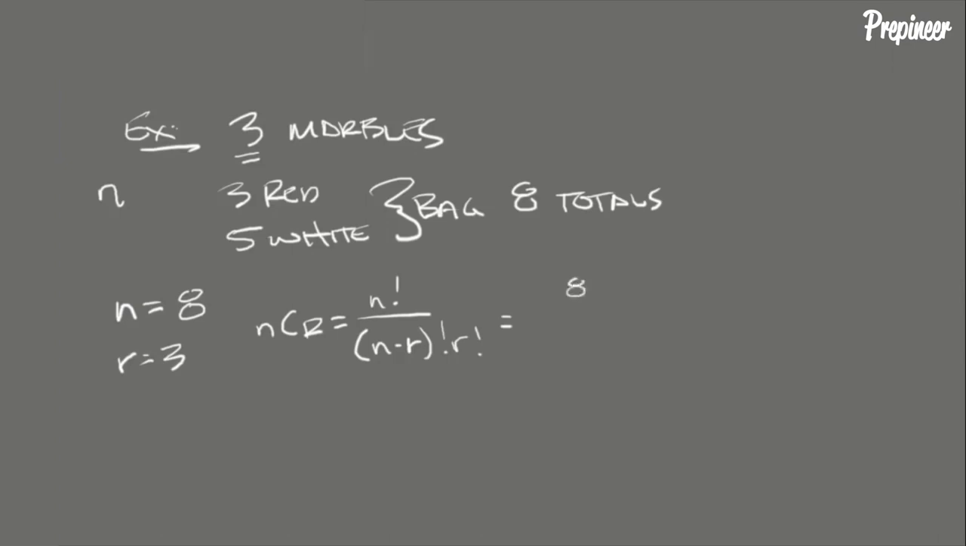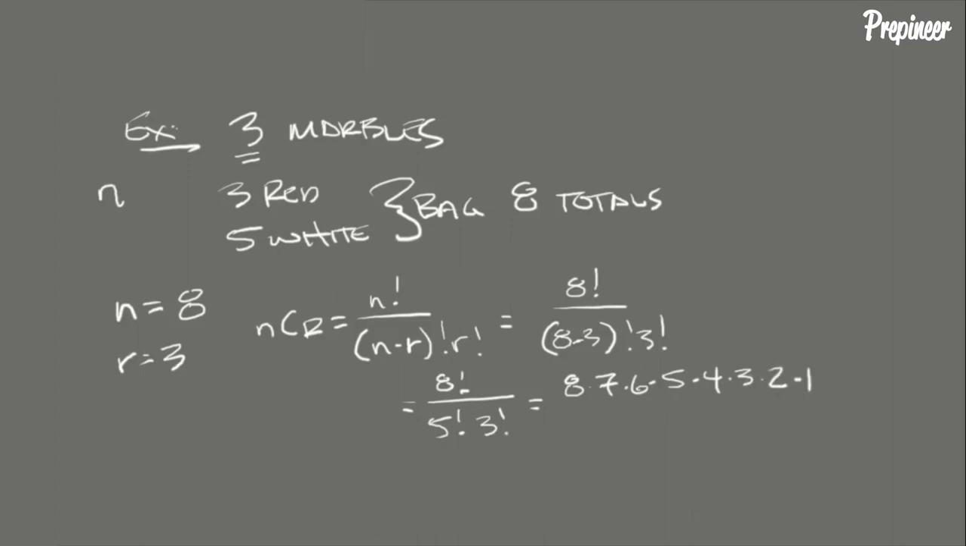Plugging that in, N is equal to 8, and R is equal to 3, and simplifying that, we get 8 factorial divided by 5 factorial and 3 factorial. So once again, you can simplify this further by recognizing that 8 factorial is 8 times 7 times 6 times 5 times 4 times 3 times 2 all the way down to 1, and that 5 factorial is 5 times 4 times 3 times 2 times 1, and 3 factorial is 3 times 2 times 1.